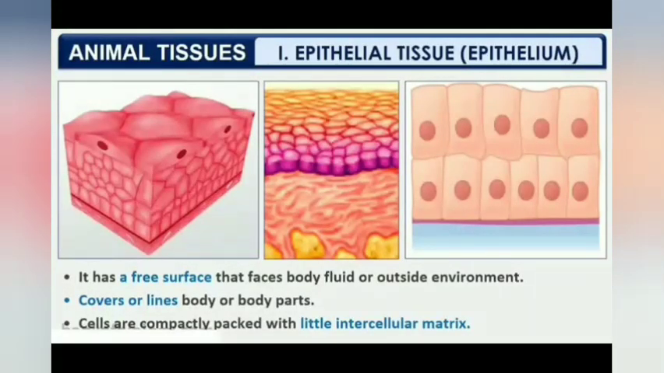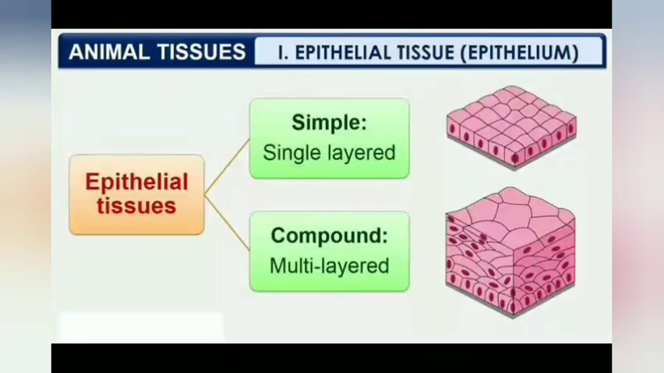Epithelial tissue or epithelium. It has a free surface that faces body fluid or the outside environment. It covers or lines the body or body parts. Cells are compactly packed with little intercellular matrix. Epithelial tissues are of two types: simple and compound.